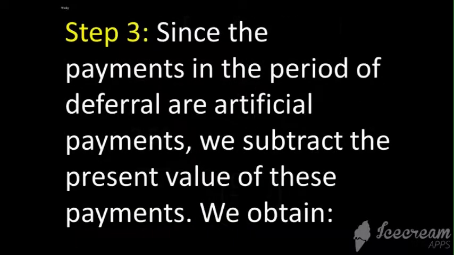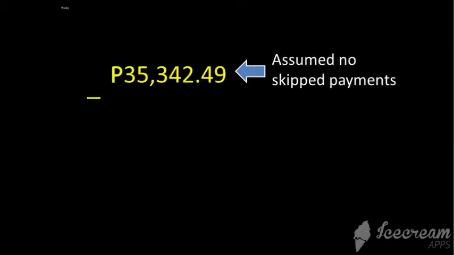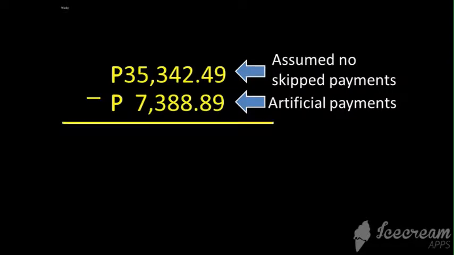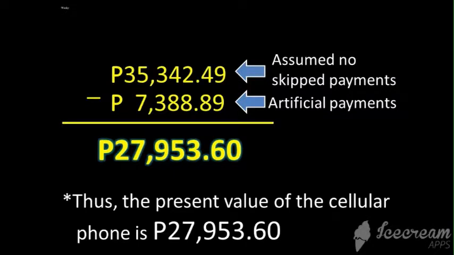Now for step number 3, since the payments in the period of deferral are artificial payments, we subtract the present value of these payments and we obtain ₱27,953 and 60 centavos. Thus, the present value of the cellular phone is ₱27,953 and 60 centavos. We can see that the second payment scheme is smaller compared to the first payment scheme, since the second payment scheme will start on a later date.